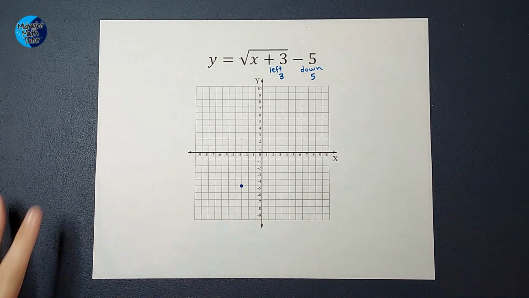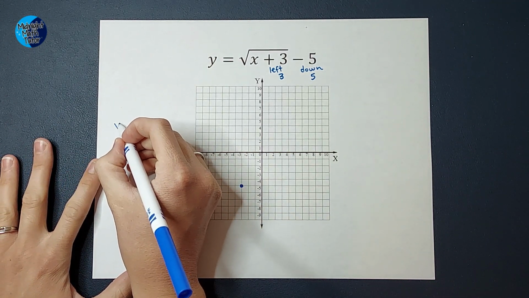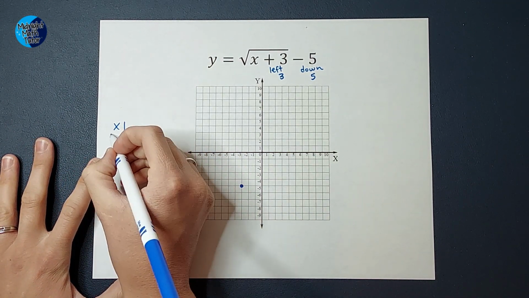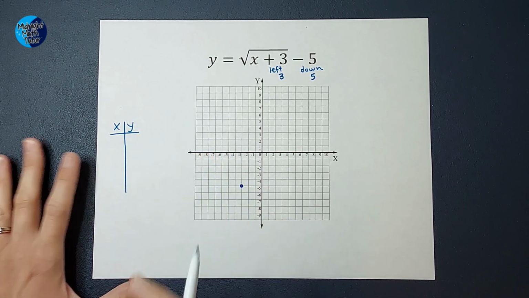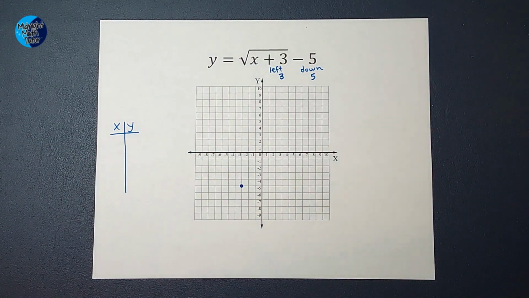So we're gonna do that. So we are going to make a table, X and Y, to see exactly what this graph is going to look like. One thing when we're doing square roots, you can pick any number to plug in, but we want to pick numbers that'll make it easier for us.